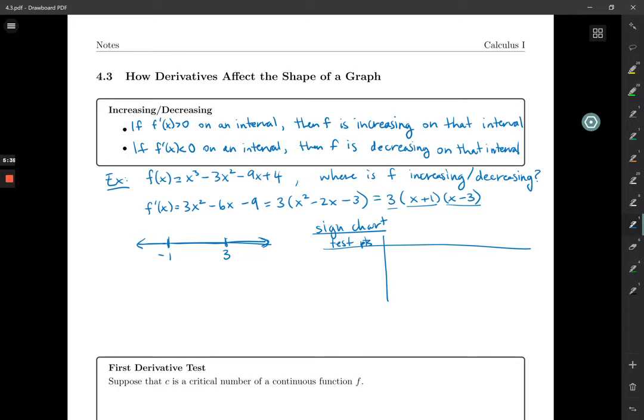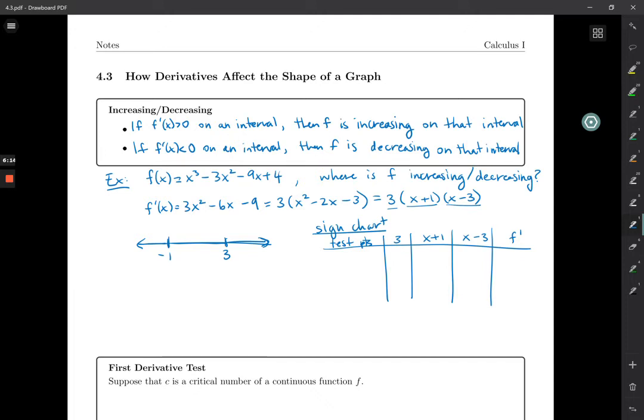So we could make a column for each of these factors, x plus 1, x minus 3, and then the last column will be for f prime, the whole thing. And really, even though I wrote x plus 1 and x minus 3, we're not actually going to evaluate these at our test points. We're just going to check the sign. So, but instead of writing that, the sign of this piece, I'm going to just write the label to be that.